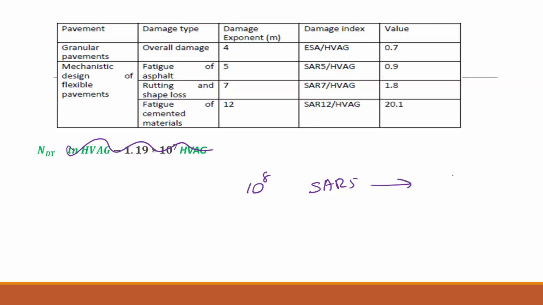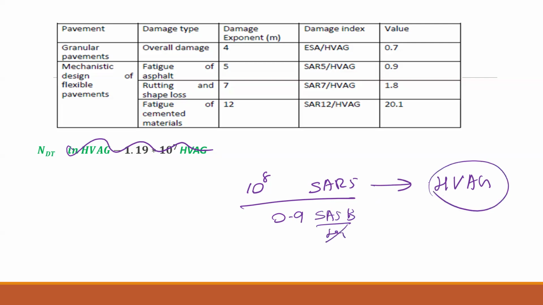If I ask you to convert this to heavy vehicle axle groups, how do you convert this to heavy vehicle axle groups? You divide this by 0.9. Am I right? So your answer will be in heavy vehicle axle groups. So you need to figure out whether you need to multiply or divide.